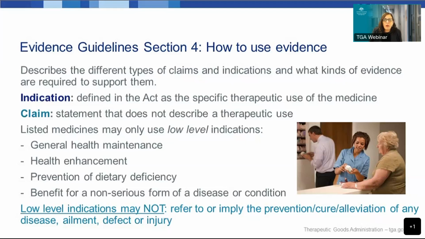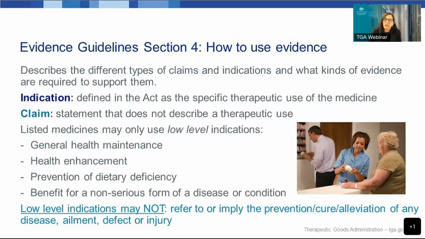Listed medicines may only use low-level indications that are included in the permissible indications determination. The types of indications they can make are general health maintenance, health enhancement, prevention of dietary deficiency, or benefit for a non-serious form of a disease or a condition. It's important to note that low-level indications may not refer or imply the prevention, cure, alleviation of any disease, ailment, defect, or injury.